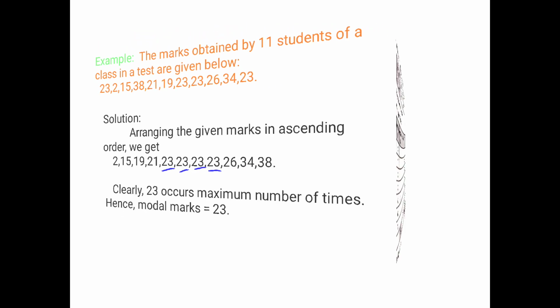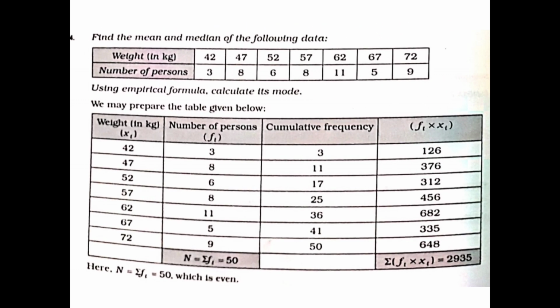Now a problem on substituting in the formula. See here: find the mean and median of the following data. First we have to find the mean and median, both, and finally we can find the mode. The values are 42, 47, 52, 57, 62, 67, 72, and the number of persons is 3, 8, 6, 8, 11, 5, 9.